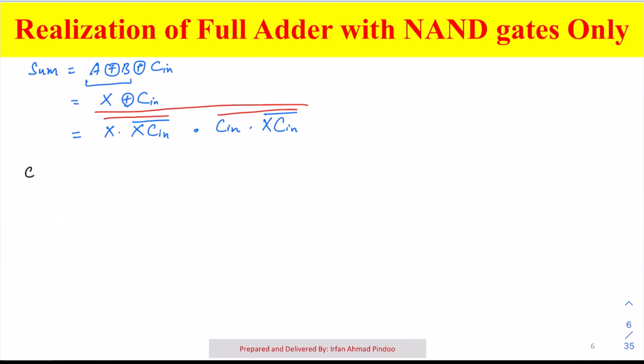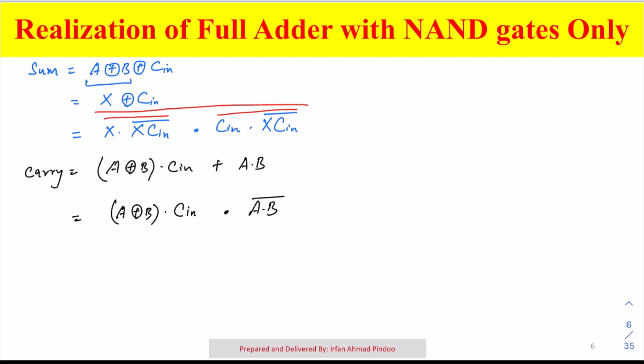Now we will come to our carry equation. The carry equation in case of full adder was something like this: A XOR B dot C in plus A dot B. Again we can write it in this format: A XOR B dot C in, then we use the dot product here, then A dot B, and we use the double bar. The point is that both these equations are exactly the same. If you apply De Morgan in the second step, you will get the first step back. So they are the same thing.